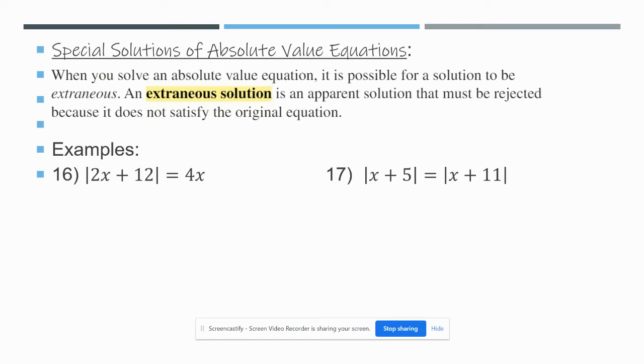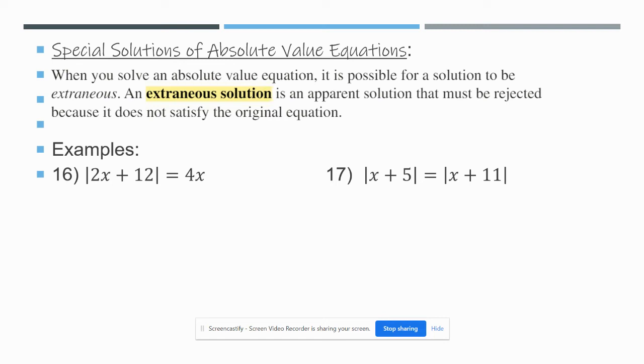So an extraneous solution: we've done all of our math the right way. But sometimes, even when we've done the math correctly, and we get 1, 2, 3, however many answers, there's a chance that 1, 2, 3, or all of them do not work when you plug them back into the equation. So let's take a look at what that seems to be.